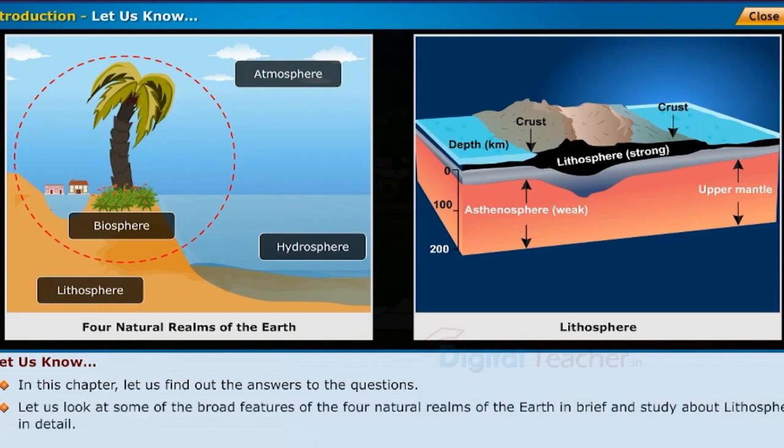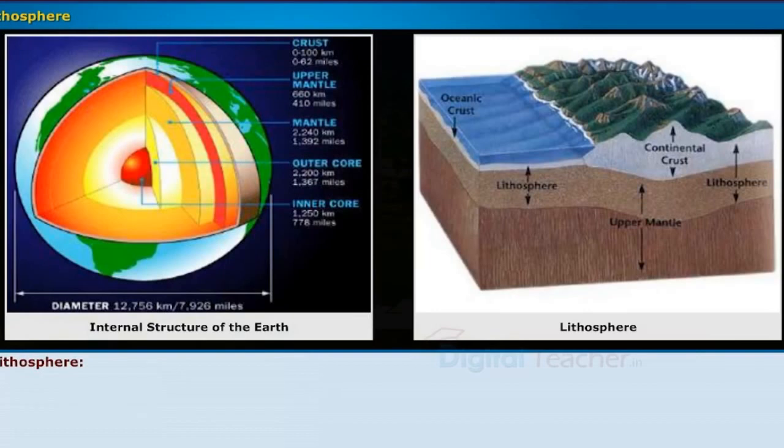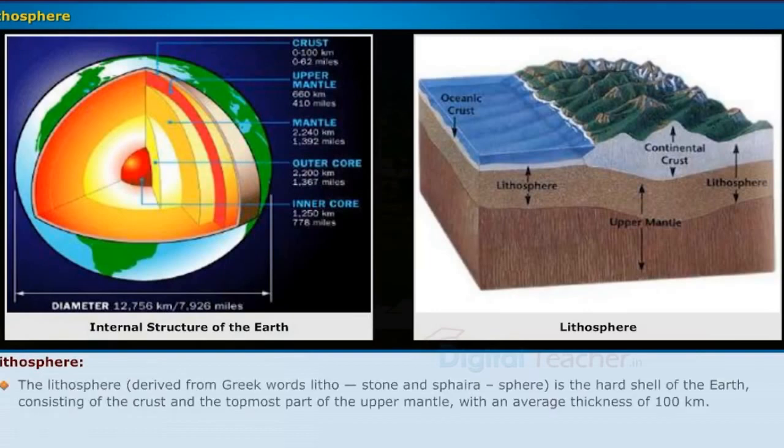Let us look at some of the broad features of the 4 natural realms of the Earth in brief and study the lithosphere in detail. Let us first have a brief introduction of the lithosphere. The lithosphere, derived from the Greek words litho, stone, and spira, sphere, is the hard shell of the Earth consisting of the crust and the topmost part of the upper mantle with an average thickness of 100 kilometers.